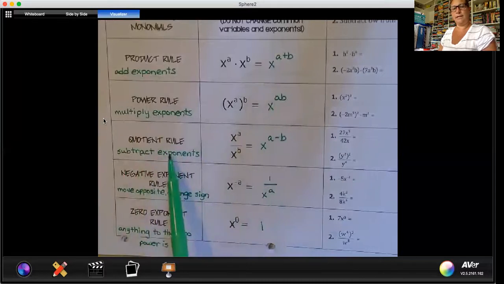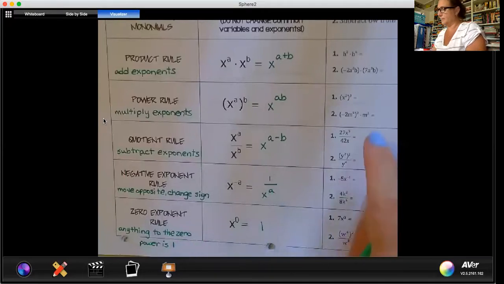Quotient rule: subtract exponents. X to the a divided by x to the b is x to the a minus b. Negative exponent rule: move it to the opposite side and change the sign. X to the negative a is 1 over x to the a. Zero exponent rule: anything to the 0 power is 1. So x to the 0 power is 1.